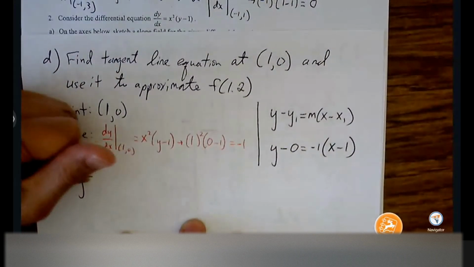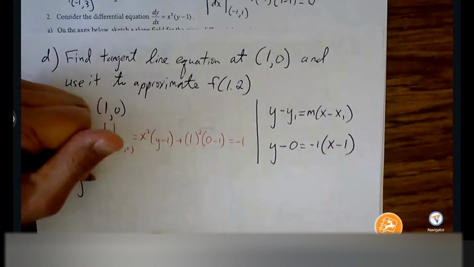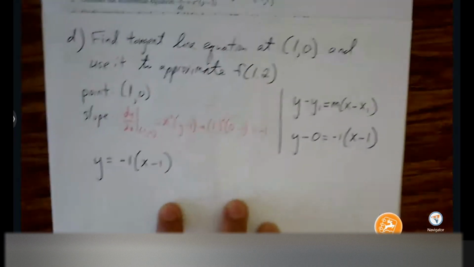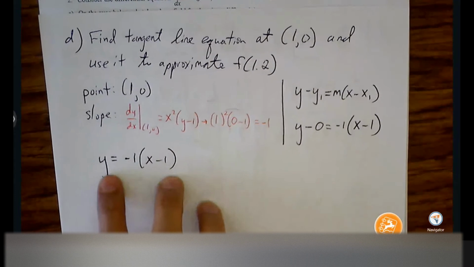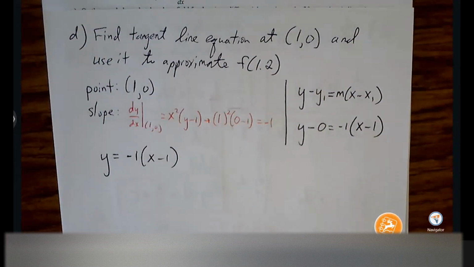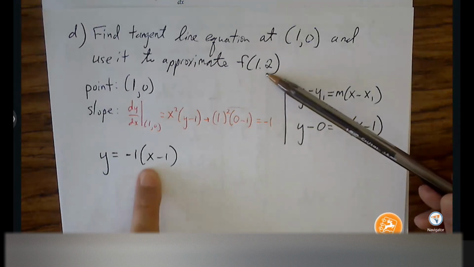Okay, so here's my equation. Going to move the 0, or really I'm just dropping the 0. Right, so there's my tangent line equation. How do I do linear approximation from here? Yep, that's all we do, right?